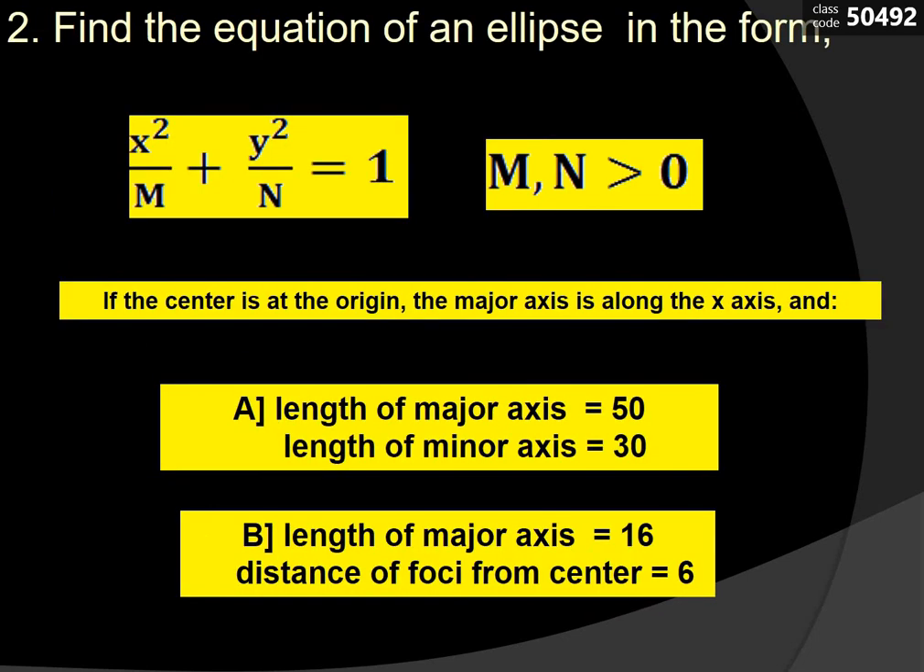For number 2, find the equation of an ellipse in the form x squared over m plus y squared over n equals 1. Take note that the condition is mn is greater than 0. The m and n values are positive. The conditions are, if the center is the origin, the major axis is along the x-axis. Remember that, it's along the x-axis. A, length of major axis is 50. Length of minor axis is 30. For B, length of major axis is 16, and the distance of foci from center is 6.